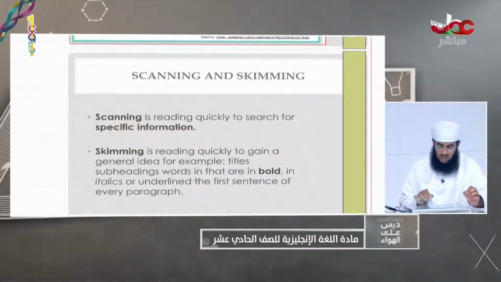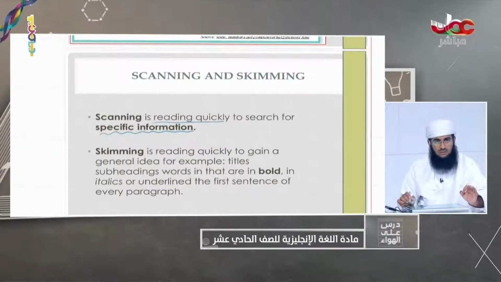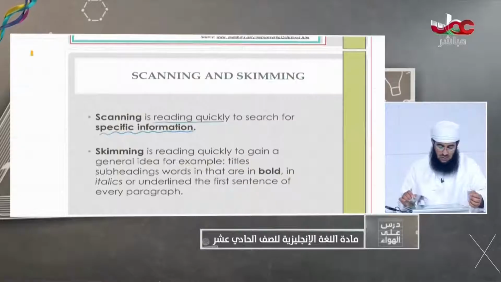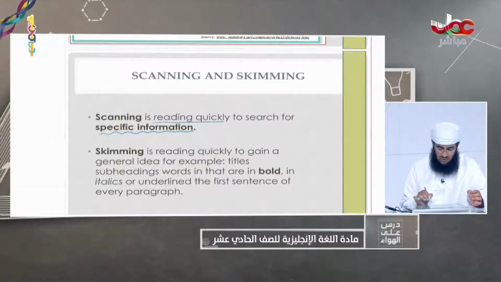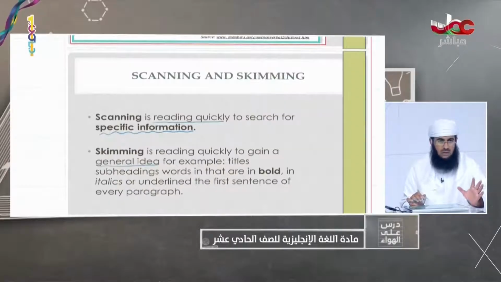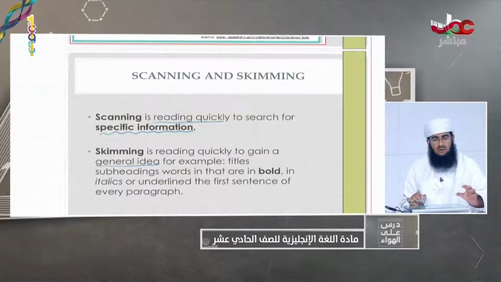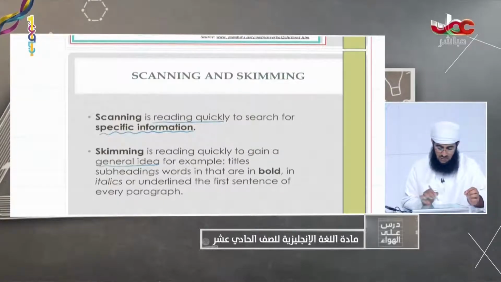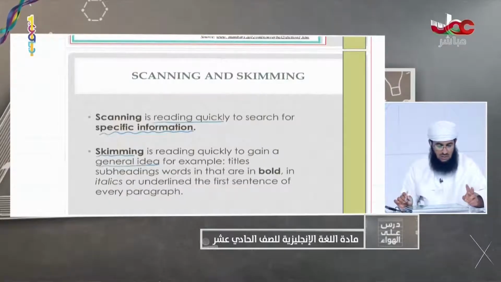So scanning is reading quickly to search for specific information. You are looking for specific information, not a general idea, but very specific information. For example, why did that happen, or where did it happen, or who did it? So these are the what details. So scanning is reading quickly to search for specific information, while skimming is reading quickly to gain a general idea, to know what this paragraph is speaking about, or what the topic of this paragraph is. So I'm using skimming. As I mentioned, these two skills are very important in reading, and you need to develop these two skills in order to be a good reader.